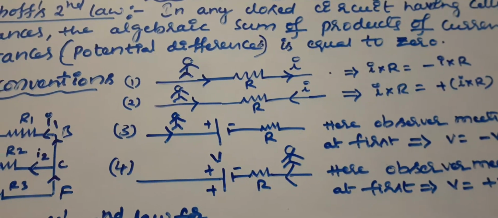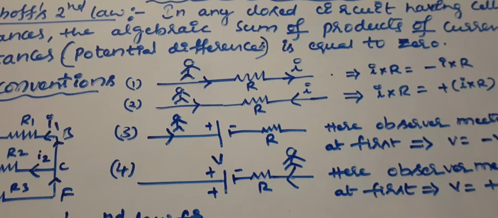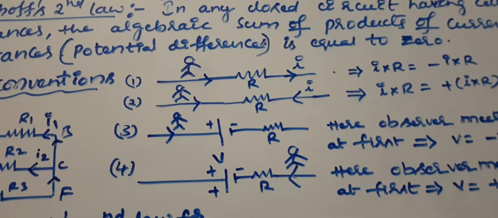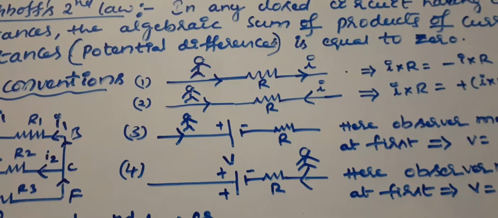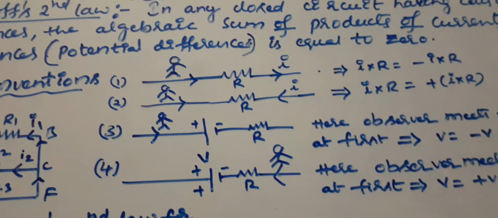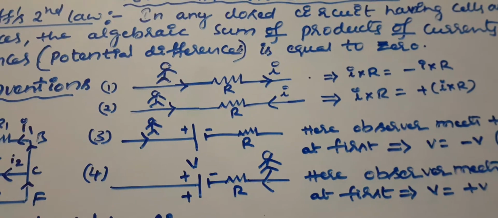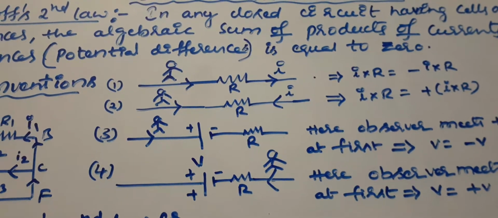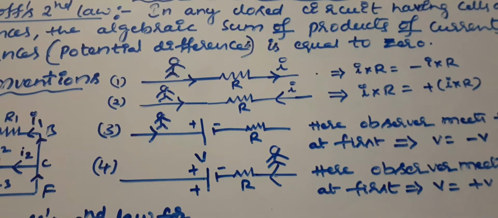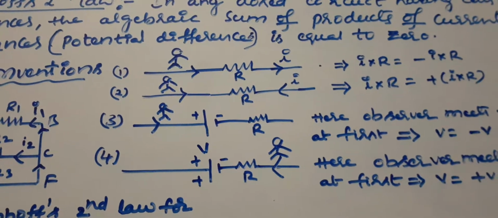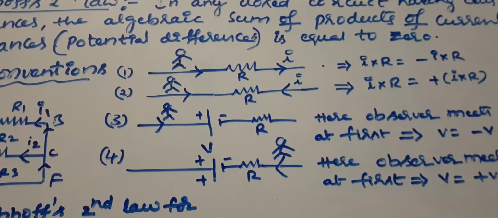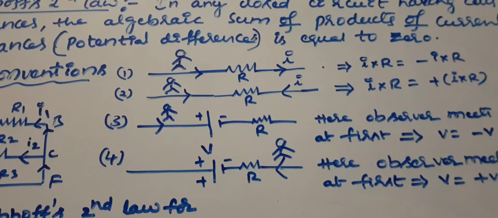When the observer follows a direction opposite to the current direction, as you can see in the second figure, I into R will be taken positive, so plus I into R. Along the same direction means I into R is minus I into R. Opposite to current direction means I into R is positive.